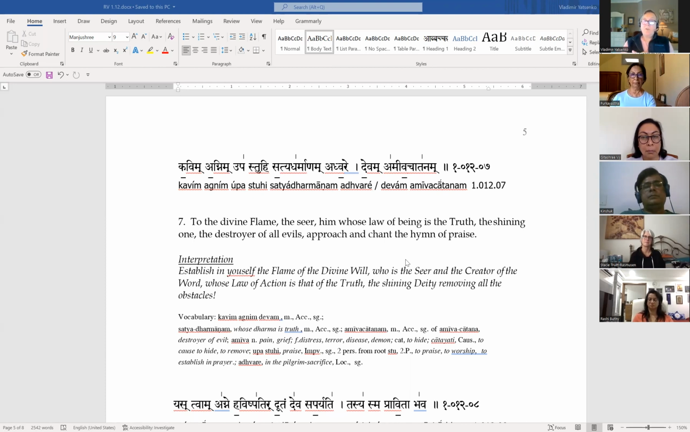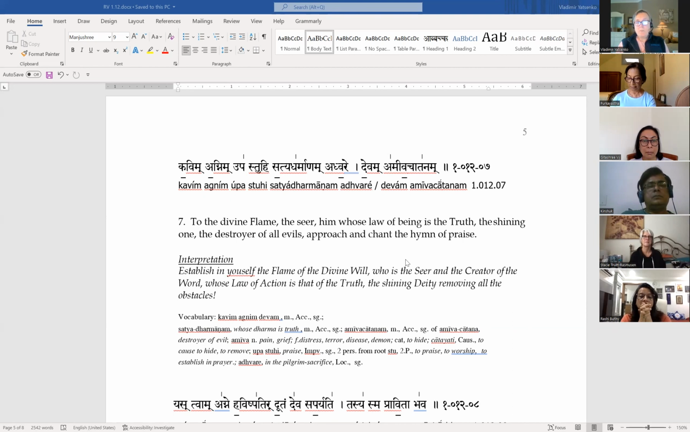To Kavi, to Agni, upastuhi. To the seer, him whose law of being is true, Satyadharmanam, to the shining one, Devam, destroyer of all evils, Amivachatanam, approach and chant, upastuhi. So you see how Sri Aurobindo beautifully translates the verb. Stuhi is a kind of praise, but upa, praise closer. So he says approach and chant the hymn of praise. He adds the whole action which is not here, because one prefix upa for him is approach. Come closer.